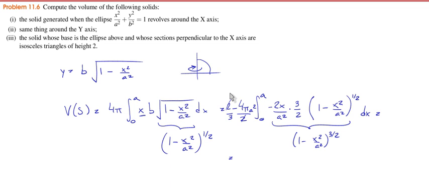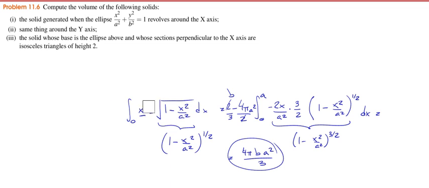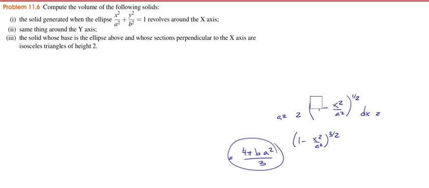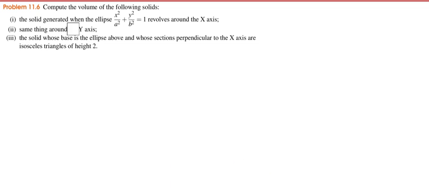Okay, we have b, right, and at 0 this is minus 1, sorry, so this is 4 pi b a squared over 3, which, as you can see, is symmetrical to part 1. In part 1 we had b squared a, now we have b times a squared. And again, if b and a are the same, we have the volume of a sphere.